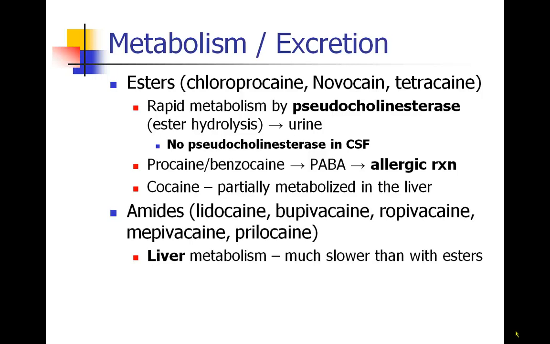The amide local anesthetics are lidocaine, bupivacaine, ropivacaine, mepivacaine, and prilocaine, and a mnemonic is that all of these drugs, in their generic names, have two letter I's in them. All of these drugs are metabolized in the liver, and therefore their metabolism is much, much slower than with ester local anesthetics. For this reason, as we will see later on, amides are much more likely to cause systemic local anesthetic toxicity when they get into the bloodstream because of their slower metabolism. Systemic toxicity with ester local anesthetics is pretty uncommon.